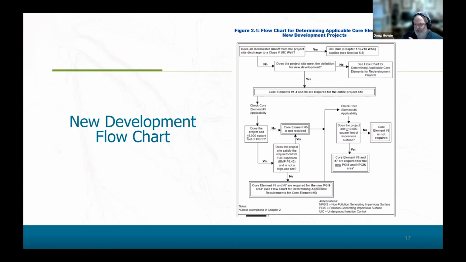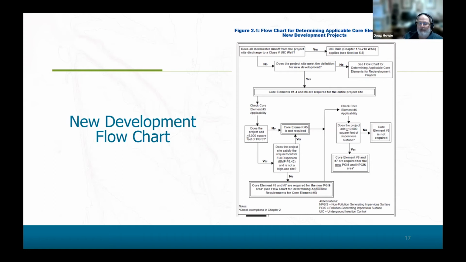So once we've answered those questions, we have to look at core element 6. And core element 6 asks, does the project add greater than 10,000 square feet of impervious surface? No acknowledgement of pollution generating or not pollution generating. So that project with 13,000 square feet would have to do core element 6 and 7. Core element 7 being operation and maintenance for whatever BMP you're installing.